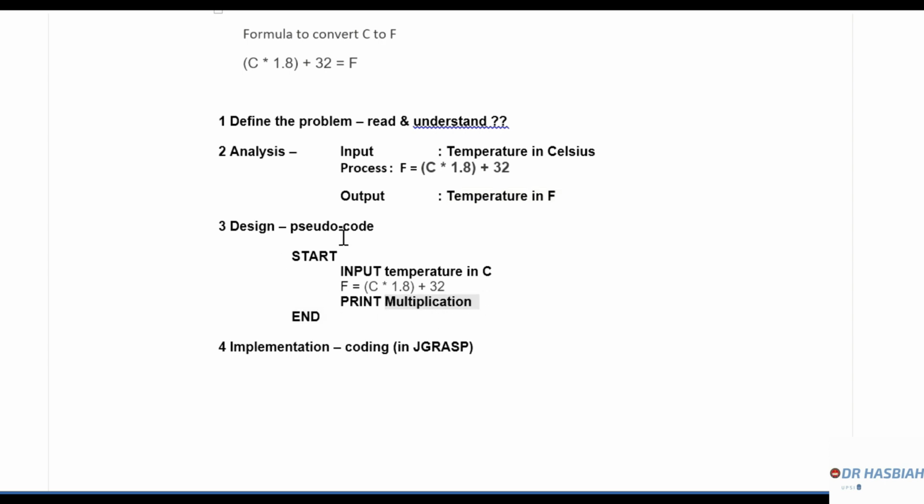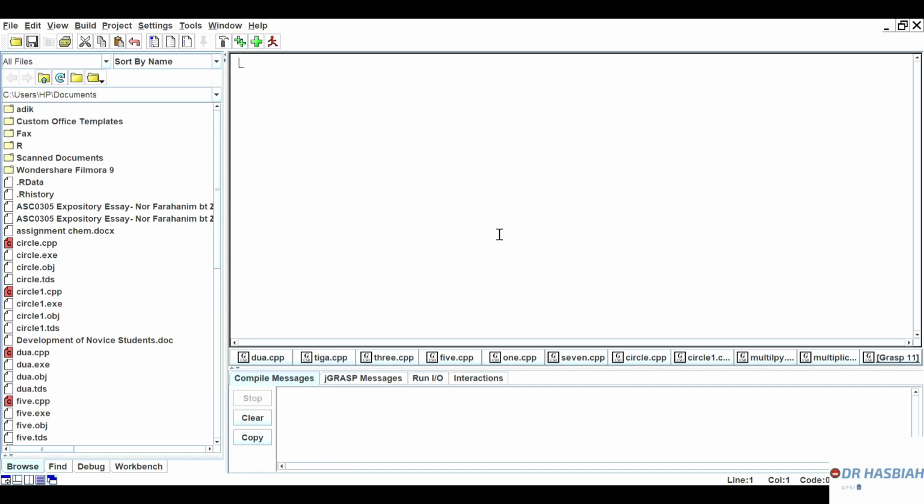So I copy, and I got the pseudocode there. Input the temperature in Celsius, then we use this formula to convert to Fahrenheit, then I print the temperature in Fahrenheit. Then after that we end here. So you have input, process, and then output here. After this, we are going to do the coding part. Coding in JGRASP. So now we move to JGRASP.